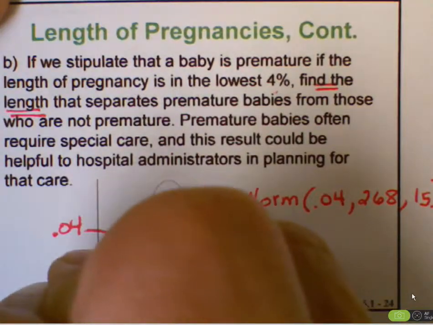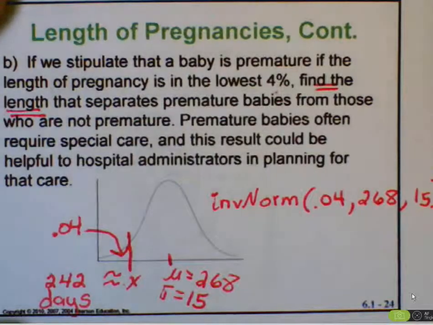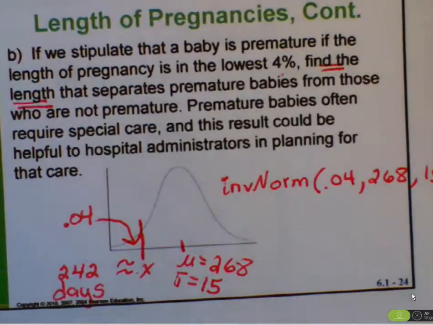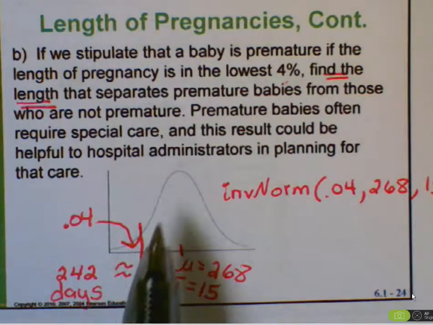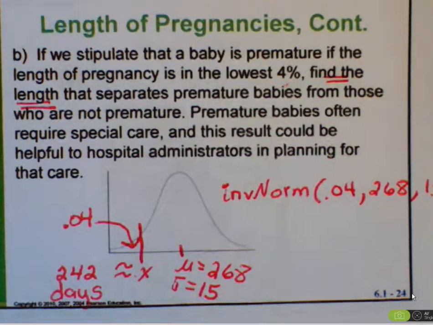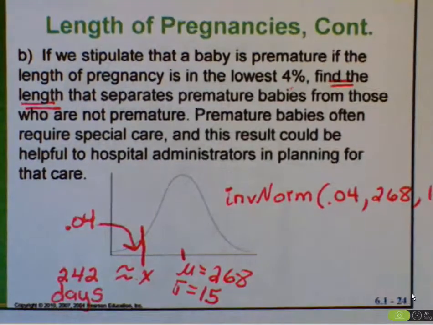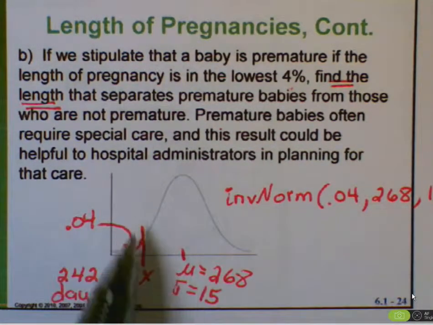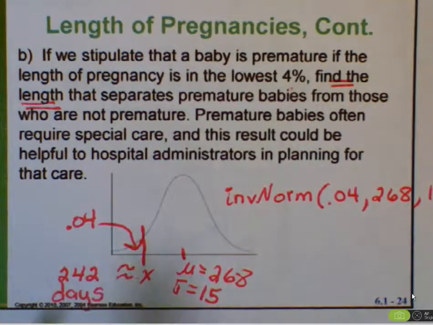And that means that since hospital administrators have to plan extra money that it takes to care for a premature baby, there needs to be this definition of what we will consider premature and what's considered full term. We could use 242 days as our cutoff between premature babies and full term pregnancies, and that way only 4% of the babies would actually be what we consider to be premature.